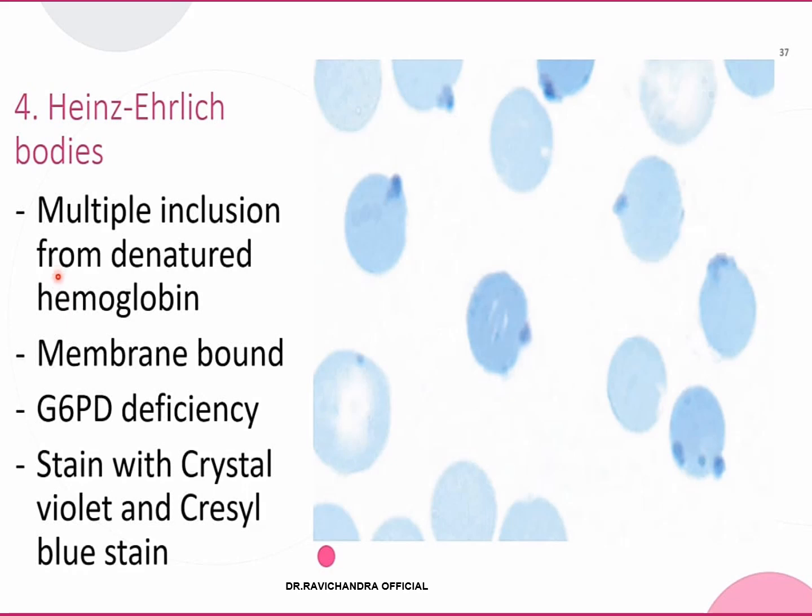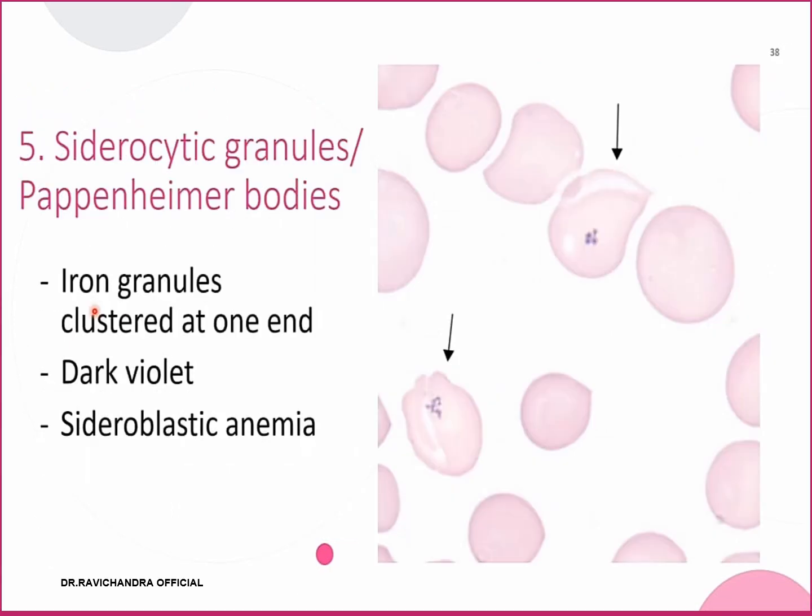Heinz-Ehrlich bodies or Heinz bodies are multiple inclusions from the denatured hemoglobin. They are membrane bound and are seen in G6PD deficiency. They stain with crystal violet and crystal blue stain. Siderocytic granules are Pappenheimer bodies. Remember Pappenheimer, iron. Iron granules clustered at one end, dark violet in color, seen in sideroblastic anemias.